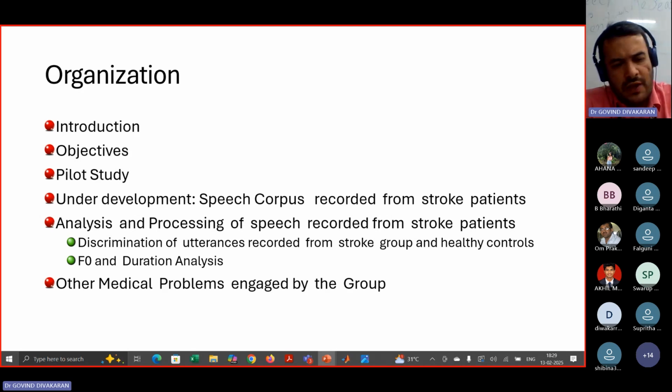And also, at the end I'll be discussing some of the other medical problems defined by the doctors, which require speech analysis and speech processing.